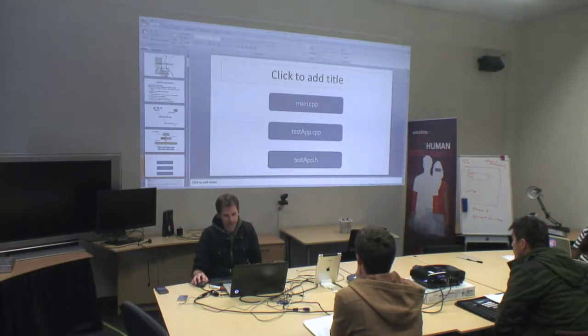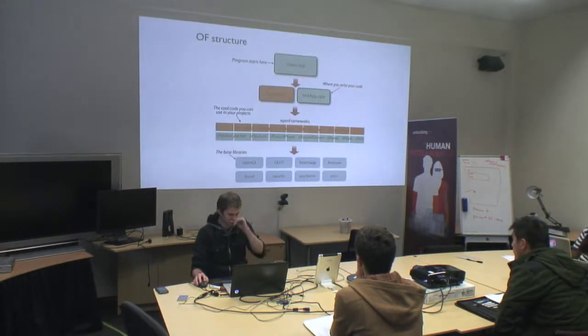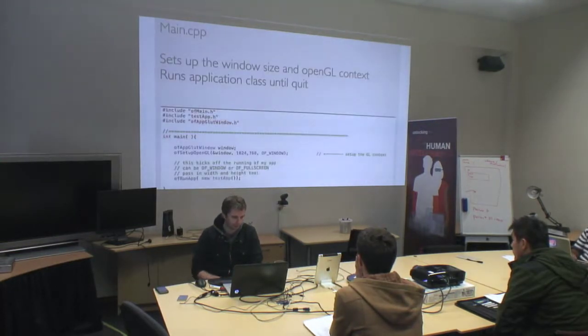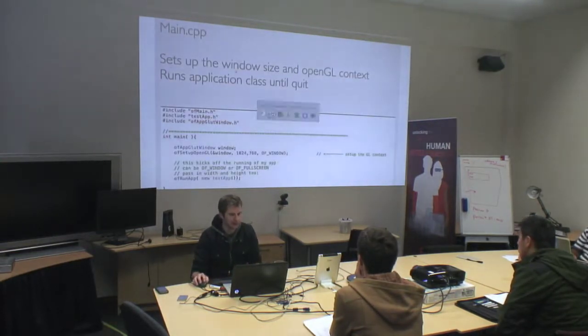But yeah, so as I said earlier, we have all these libraries which are provided by other people. We have all these libraries which are provided by openFrameworks, and there's 3 files that we're ever really going to see. So main.cpp, testApp.h, and testApp.cpp. Okay, they're here. So main.cpp.